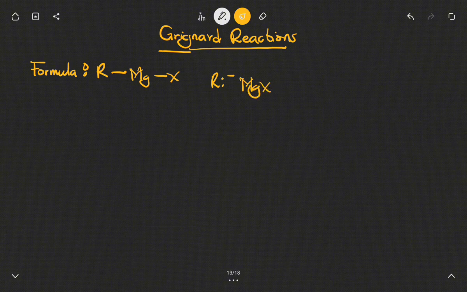Alright, now it doesn't only react with ketones and aldehydes to give you tertiary or secondary alcohol, it can also react with esters, nitriles, and other chemicals. But in this video, we'll focus more on a few of these reactions. Now, the solvent that is used in this is ether.